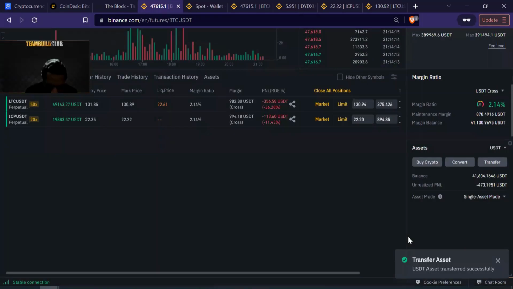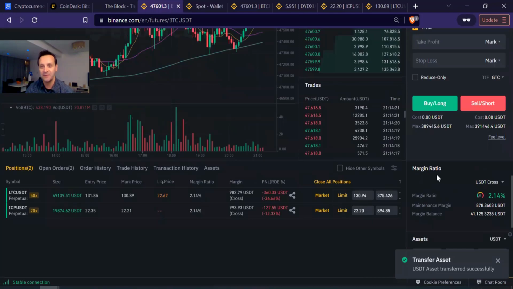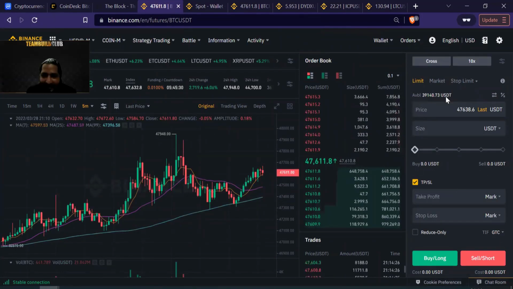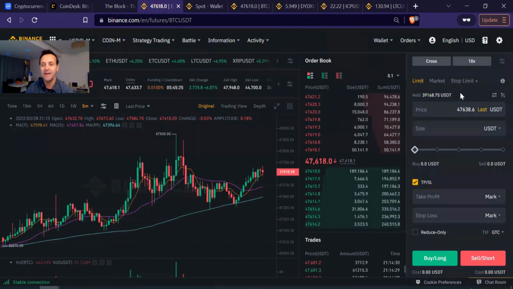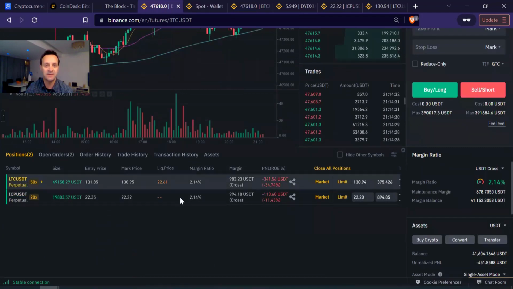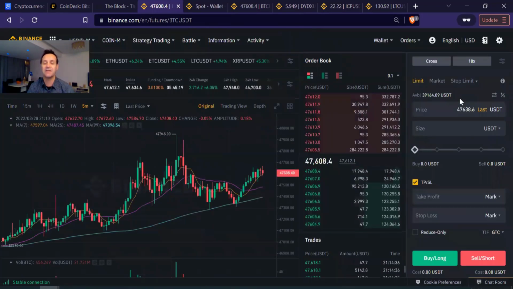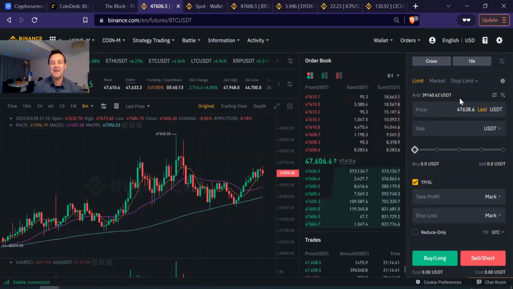Okay. So it says it's transferred. And if you see now, there you go. This is the futures wallet. The futures wallet now is 39,000, plus some open orders I have here. That's insignificant. At this moment, I have 39,000 USDT that I can play with. I can do some exchanging. Yeah, it's like, okay, this is crypto.